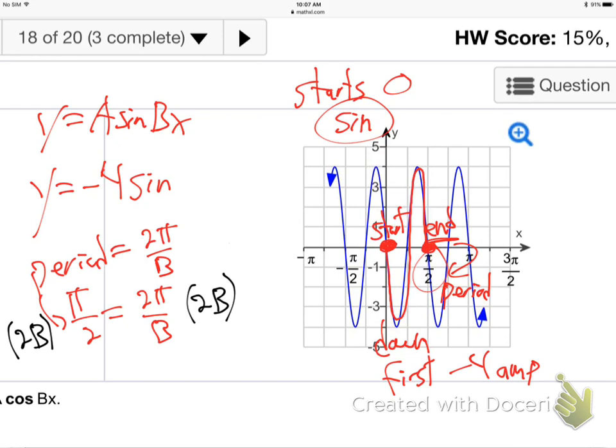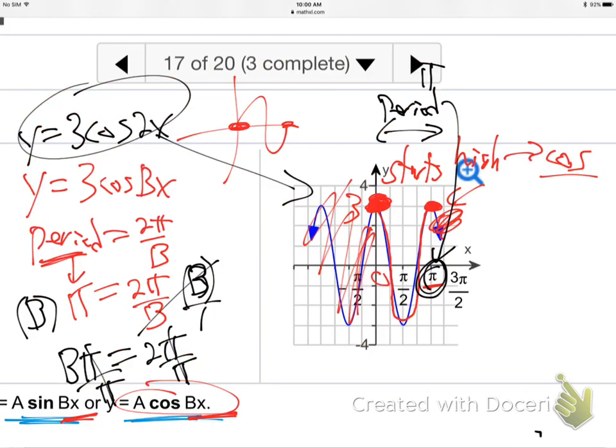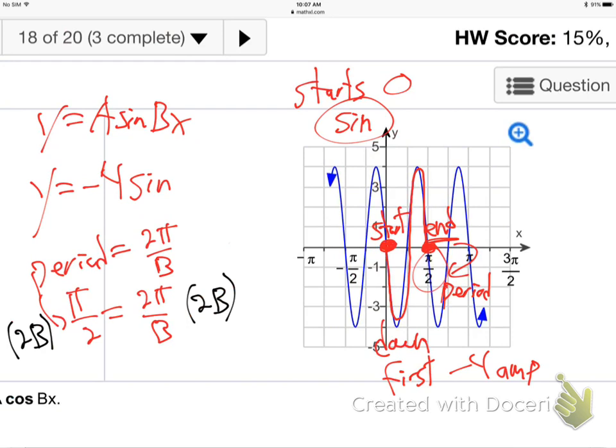Guys and gals, you good? Whenever we have fractions, we multiply by the common denominator. That gets rid of them, right? So I got to use 2 and B. So the last one, I only had B in the denominator, so I just multiplied by B. There was nothing in the other denominator. So 2 and B. So B's cancel here, and I get 2 times 2 pi, 4 pi. On the other side, 2 cancels 2, and I get B times pi, B pi.